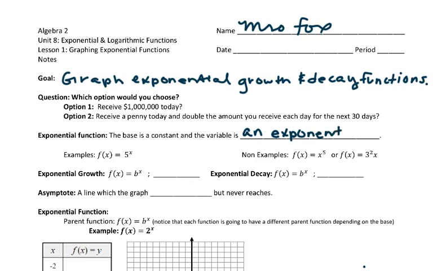Okay, so your example there would be f of x is equal to 5 to the power of x. So notice your x there is an exponent and not multiplied by. It's taken to a power of a variable. Your non-examples are going to be like x to the 5th. Notice that that variable is not in the exponent. It's the base. And so that would actually be considered a power function, which is something that we've talked about earlier in the year.